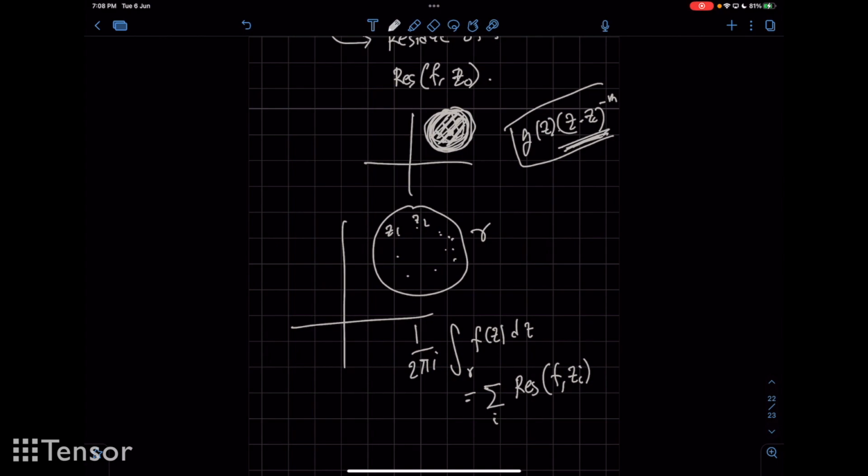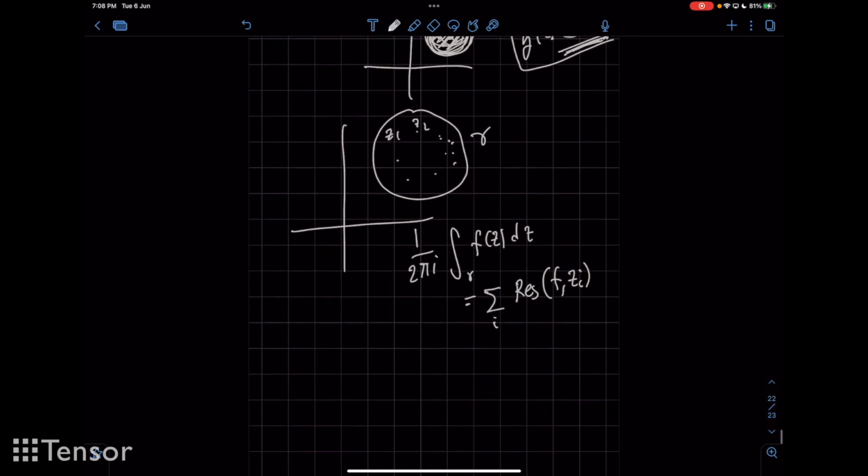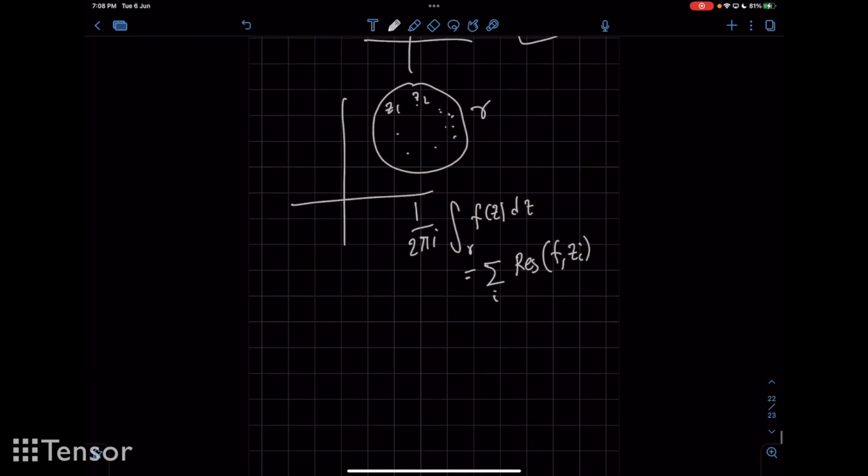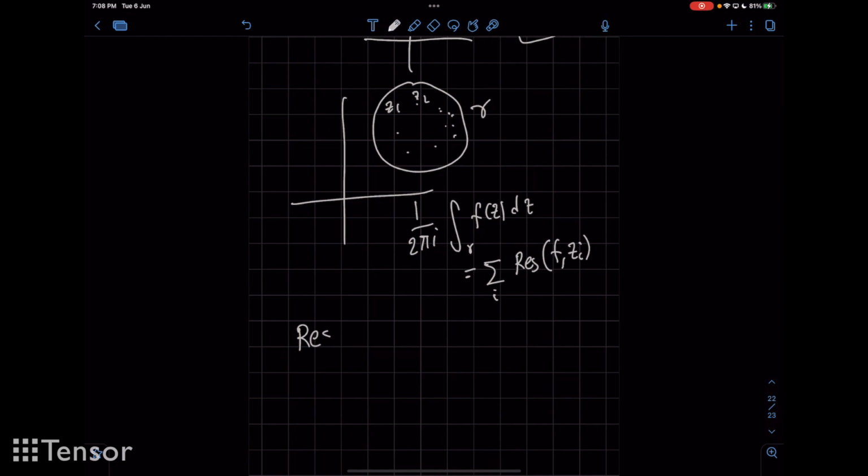Is there a name for this theorem? Yeah, this is the residue theorem.